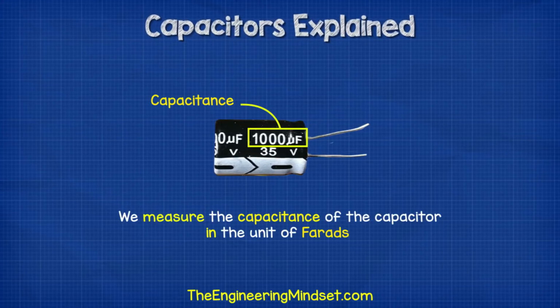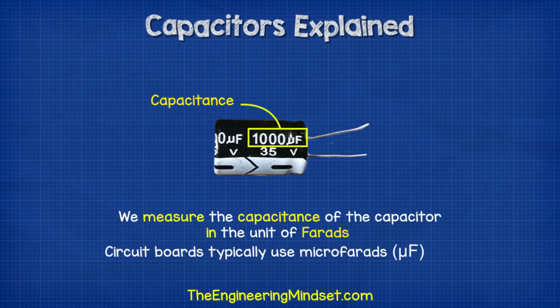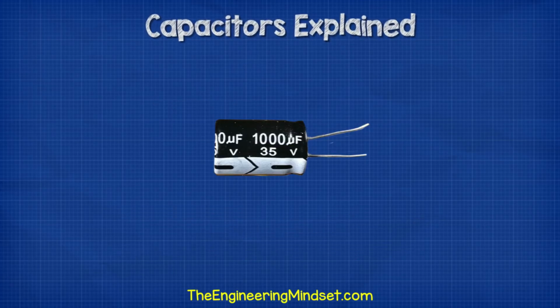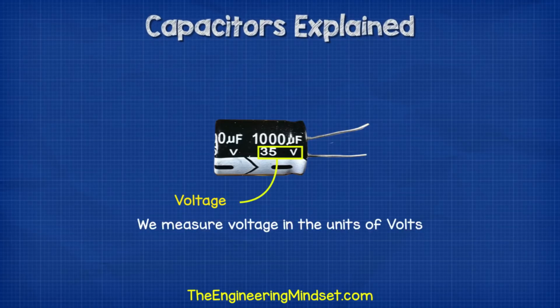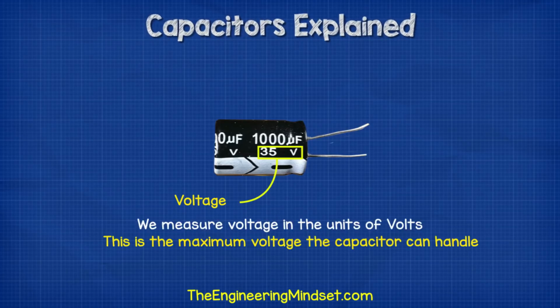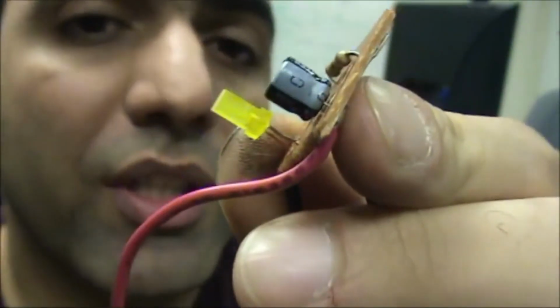On the side of the capacitor, we will find two values. These are the capacitance and the voltage. We measure capacitance of the capacitor in the unit of farad. The other value is our voltage, which we measure in volts with a capital V. The voltage value is the maximum voltage which the capacitor can handle. If it's too much, it will explode.